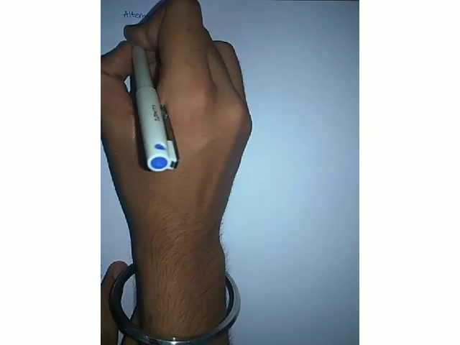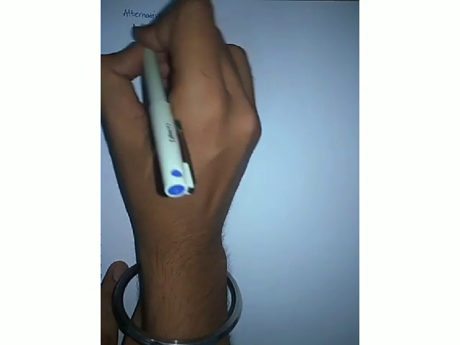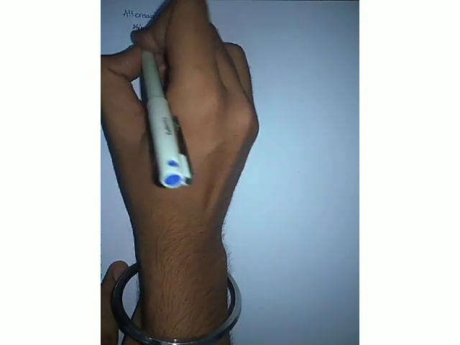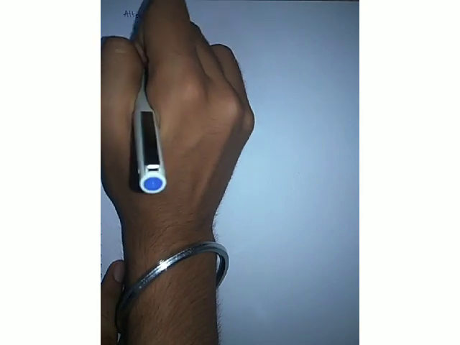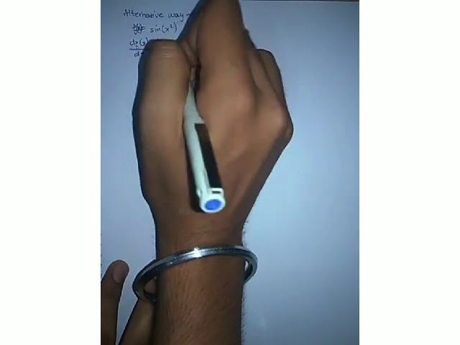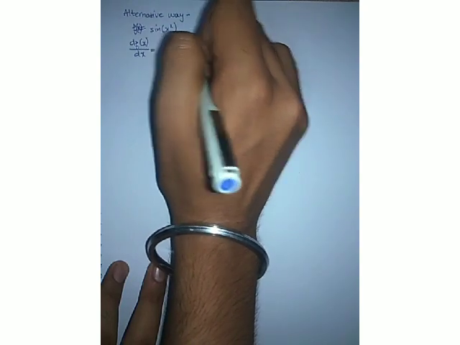Alternative way, what was our function? Our function was sine of x square. Of course, f of x, because it's a function of x, f of x was equal to sine of x square. We have to find the derivative with respect to x. d by dx of sine x square.